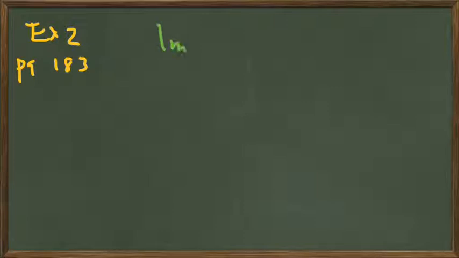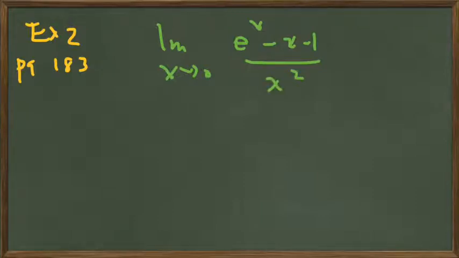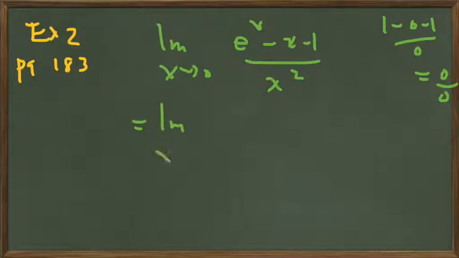So we've got the limit as x goes to 0 of e to the x minus x minus 1 over x squared. We plug in 0 for x and we get 1 minus 0 minus 1 over 0, which is a 0 over 0 limit. So L'Hopital's rule says it's the same as the limit as x goes to 0 of the derivative of the top, which is e to the x minus 1, over 2x.